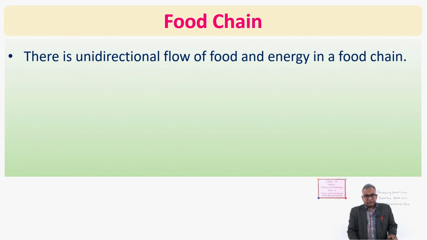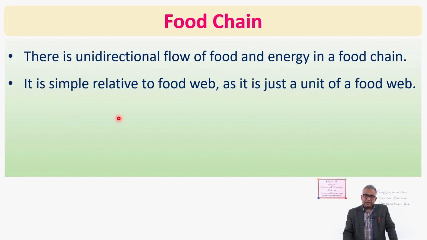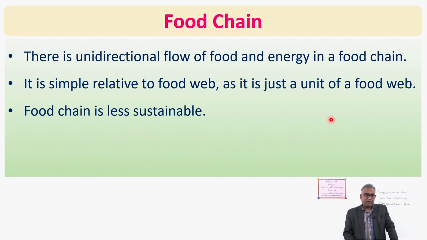After that, let's see the second point. It is simple relative to the food web, as it is just a unit of the food web. About the food web you have not discussed yet, but when you do, you will find that it is very complex relative to a food chain. Food web is more complex. So the food chain is a unit of the food web, which means it is obviously simpler. Food chain is simpler than food web.